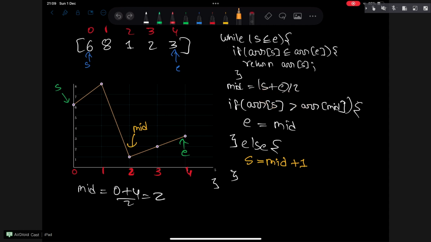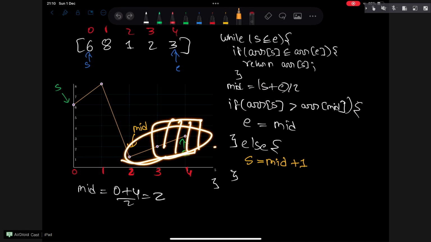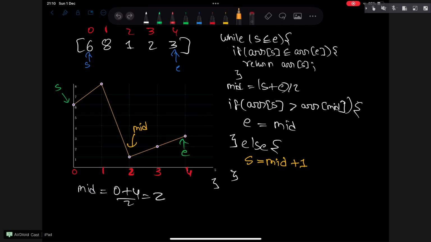So we do not need the right side of this. Okay, right side of the mid. So we can exclude the right side. Okay, so if 6 is greater than mid, then we can exclude the right side. Let me exclude the right side, and we can place the end pointer right here. So this is where the E will point at.